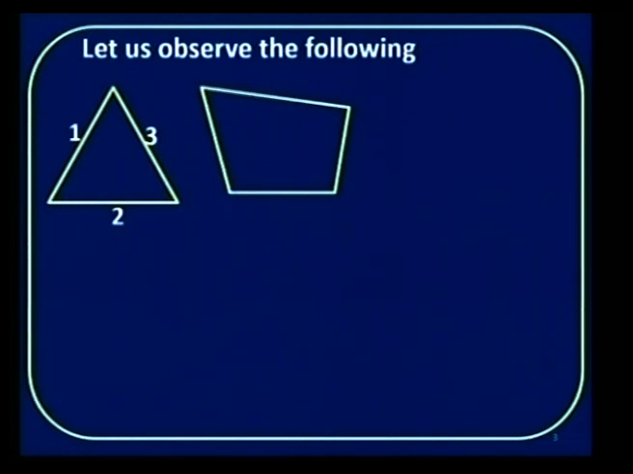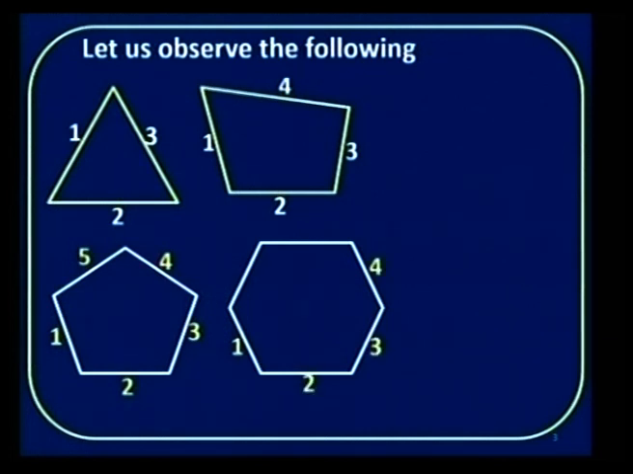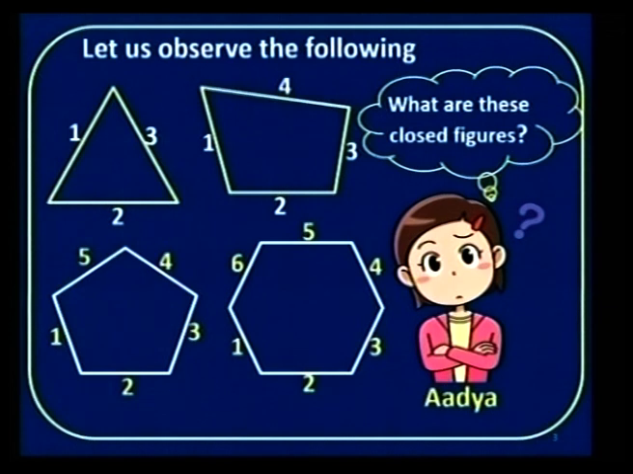Okay, it is also a closed figure formed with 4 line segments that you can see on the screen. It is also a closed figure formed with 5 line segments. And the last one is formed with 6 line segments. Now, she is Adya. She got a doubt and she is asking herself, what are these closed figures? Children, can you name them?